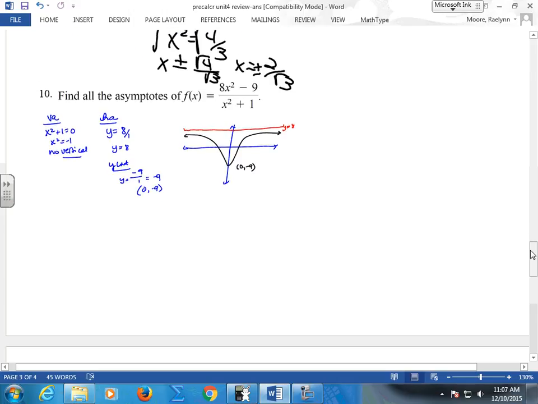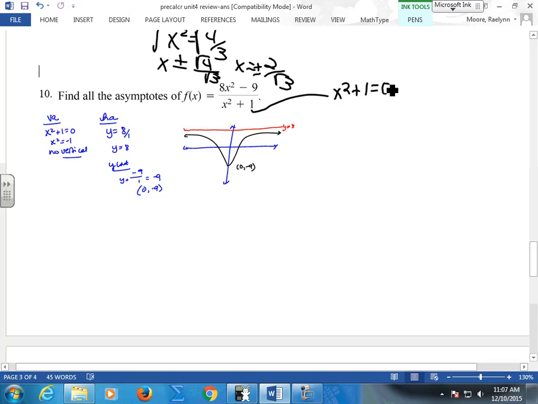This one was a little strange looking also. Okay, find all asymptotes. I threw the y-intercept in there just so that you get a feel for where it's dipping to. The denominator, does this denominator have any restrictions?